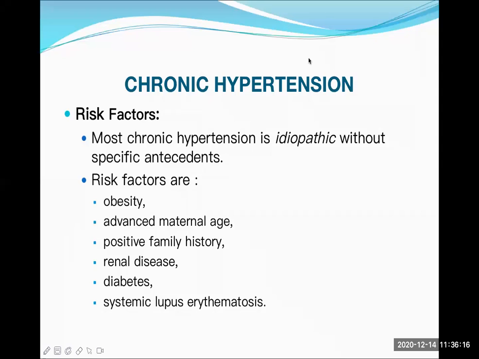Okay. So after talking about eclampsia, let's talk about another type of hypertension which may occur during pregnancy, that is chronic hypertension. Chronic hypertension means it is already there prior to 20 weeks of gestation or even prior to the pregnancy. Regarding the risk factors of chronic hypertension, you have already studied the topic of hypertension probably in medicine. Most of them are idiopathic or essential hypertension. We do not know the cause. The same thing occurs here as well.